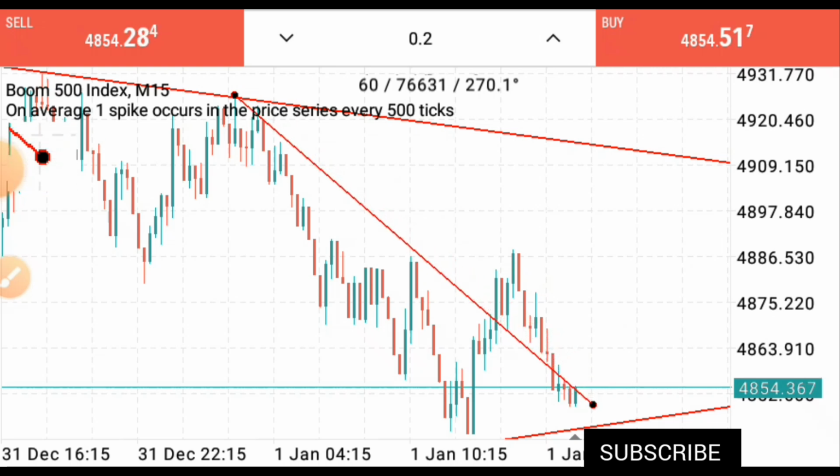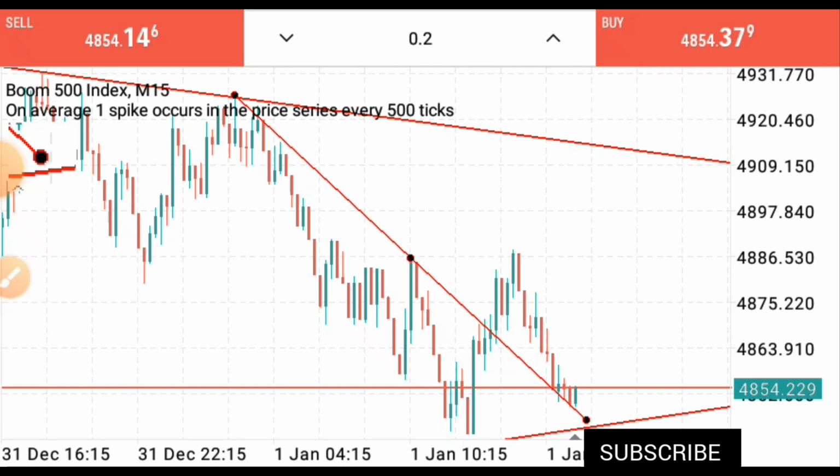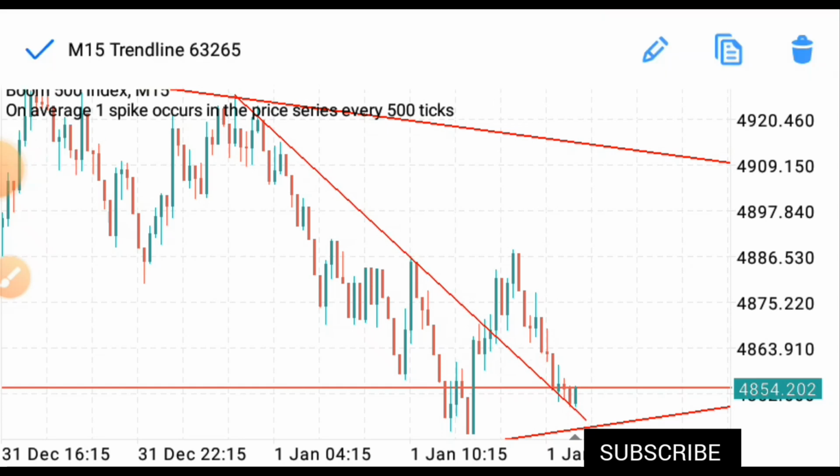Whenever you are drawing this, make sure you are marking out the wicks. Use the wick. That's what I mean to say. Whenever you are marking your trend line, use the wick of the candle, the tips. Right, so that's what I did.